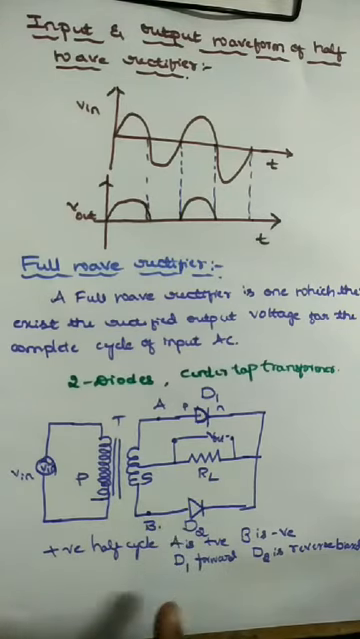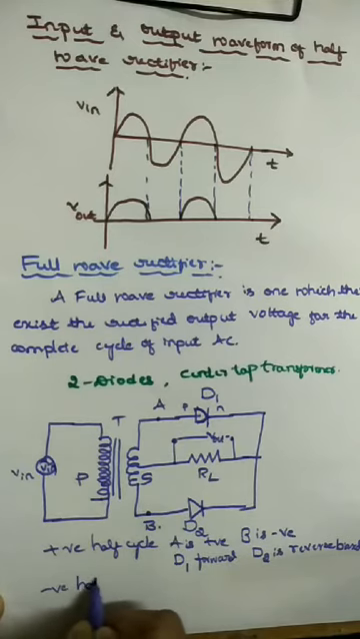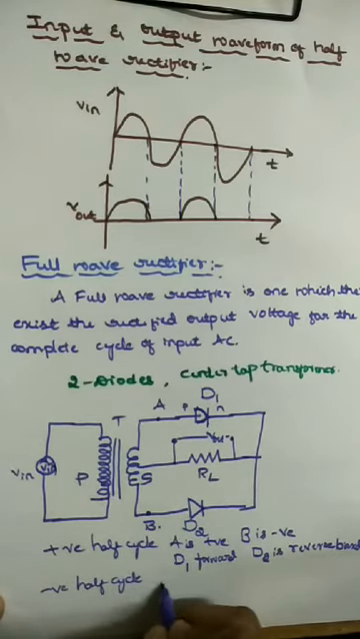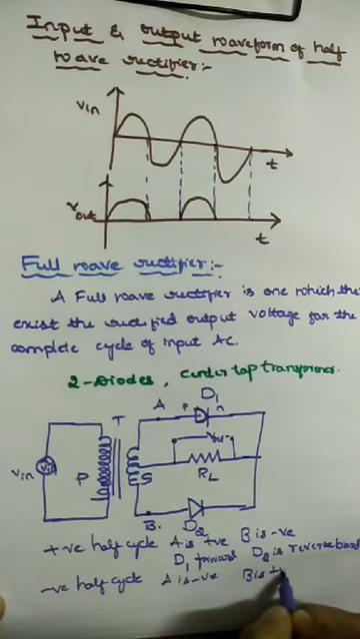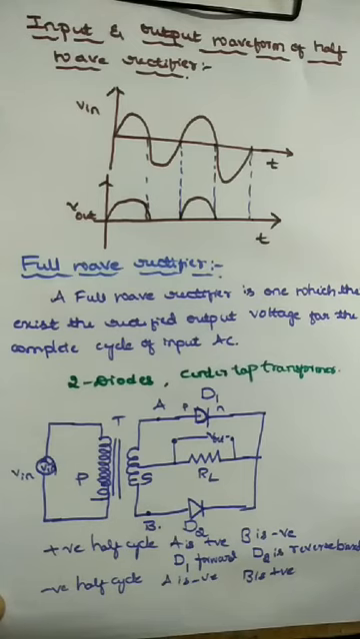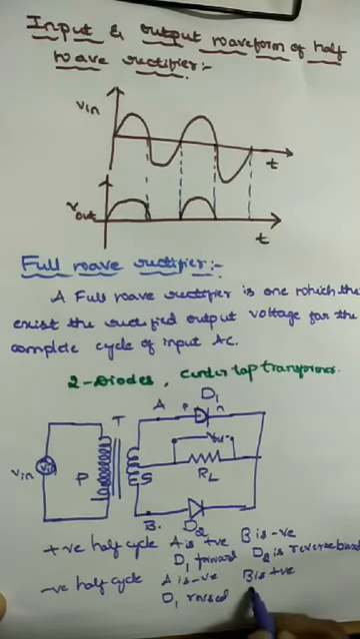During the negative half of the cycle, A is negative and B is positive. Hence D1 is reverse biased. Here negative indicates reverse bias for the diode, and positive indicates forward bias.